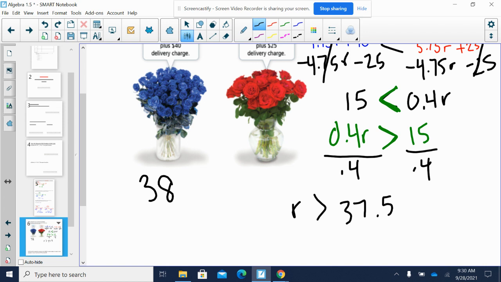So then on the flip side, if you buy 37 roses or less, it's going to be less expensive for florist B.